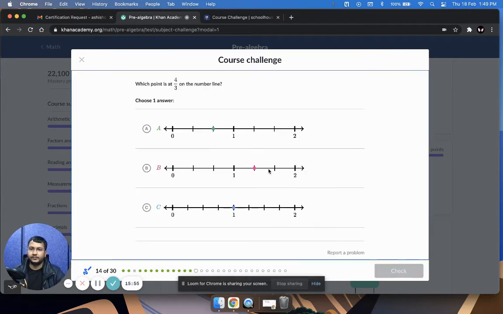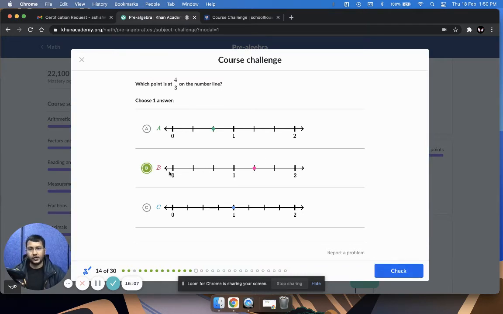Let's move on. Which point is at 4 by 3 on the number line? 4 by 3, very colorful points. This is on 1. This is less than 1. 4 by 3 is more than 1. So option B should be right by rejection, but let's see. This is 1/3, 1/3, 1/3, and another 1/3. So 4 1/3s. Option B makes sense.